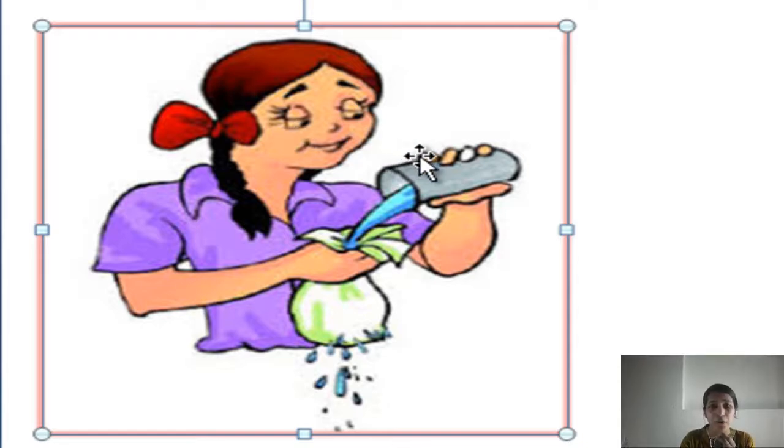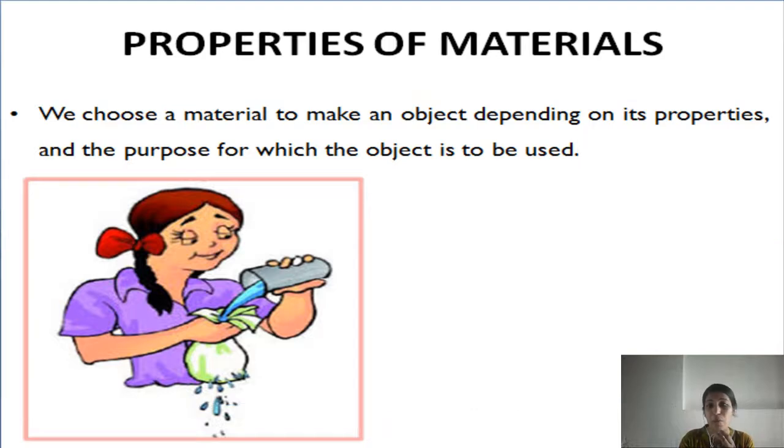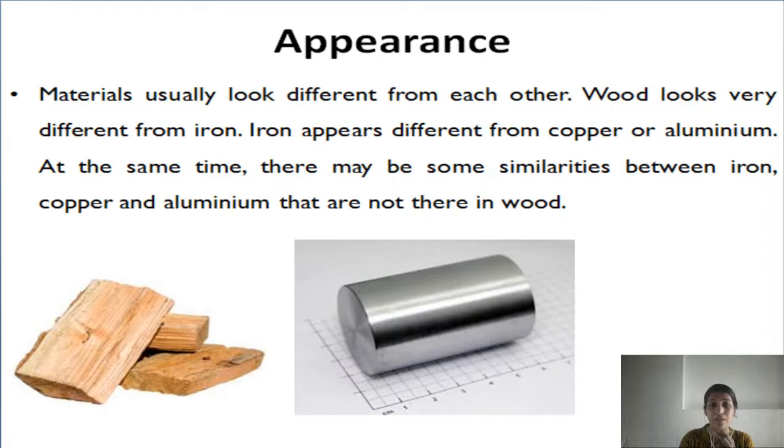Similarly, it would not be wise to use paper-like materials for cooking vessels. Therefore we can say that we choose a material to make an object depending on its properties and the purpose for which the object is used. So we would study each of the properties in detail.